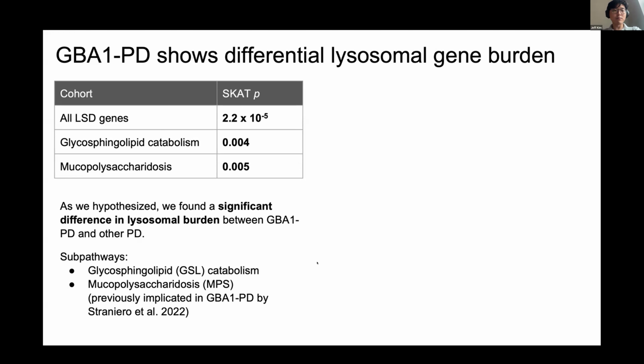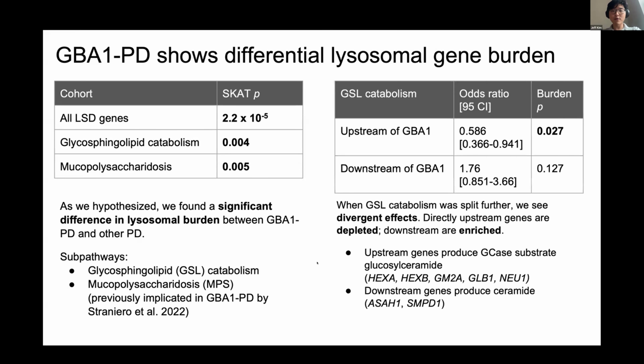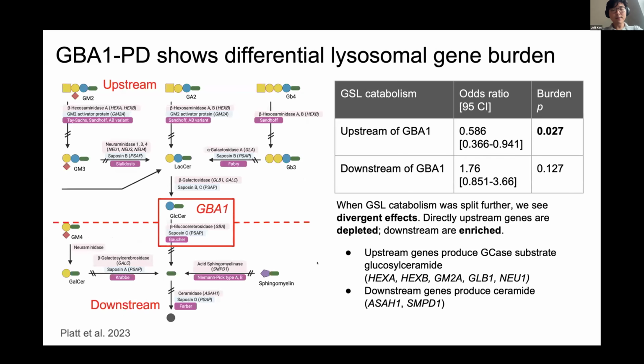Now, what's interesting is that when we break down the glycosphingolipid catabolism even further, to upstream of GBA versus downstream of GBA, we see the opposite effect. So if we look at the upstream of GBA, and if we think that those lose function, we will likely get less lactosylceramide and glucosylceramide, which are the substrates of GBA. So it's almost like a natural substrate reduction therapy. And we see a potential protective mechanism.